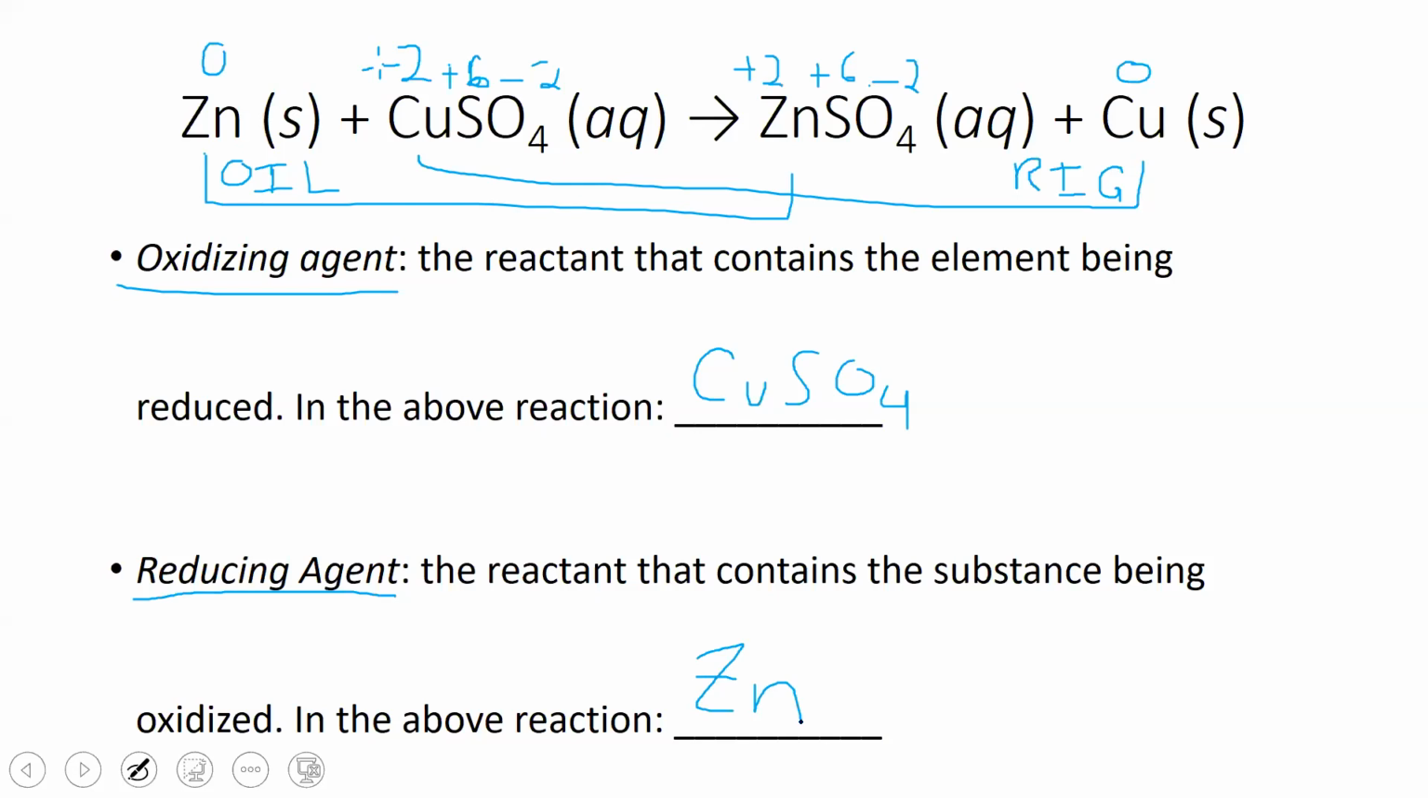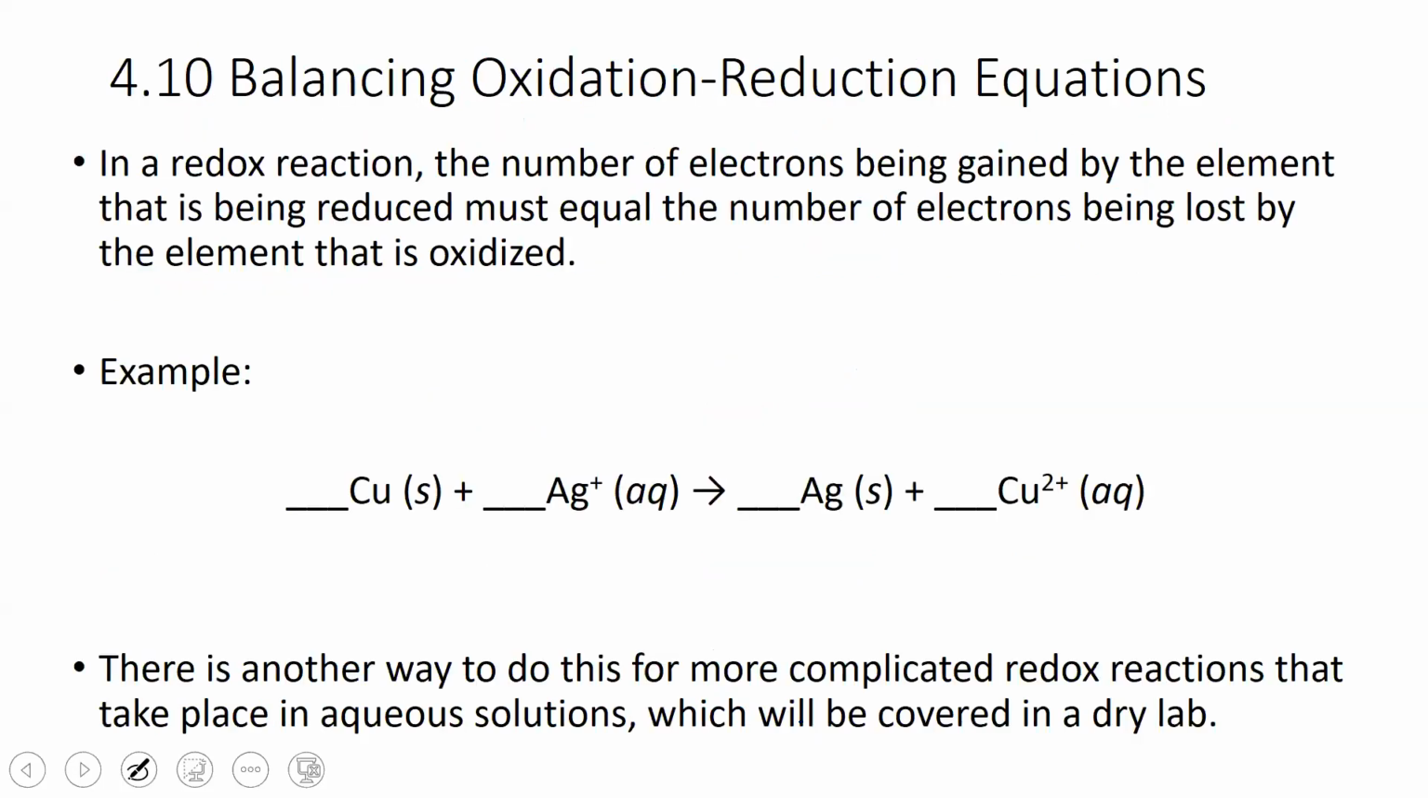And here in a second, we're going to use our oxidation numbers a little bit more to understand how chemical equations can be balanced when they already kind of look balanced. And so that's our next thing. It's 4.10, balancing oxidation reduction equations.